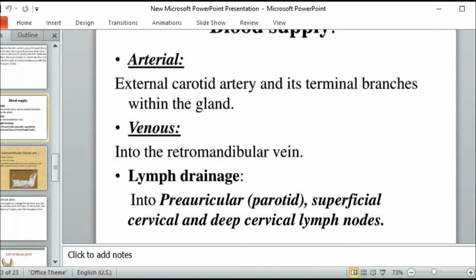Sorry, for the blood supply of the parotid gland, the arterial supply is the external carotid artery and its terminal branches within the gland. Venous drainage is into the retromandibular vein, and lymphatic drainage is into the parotid, superficial cervical and deep cervical lymph nodes.